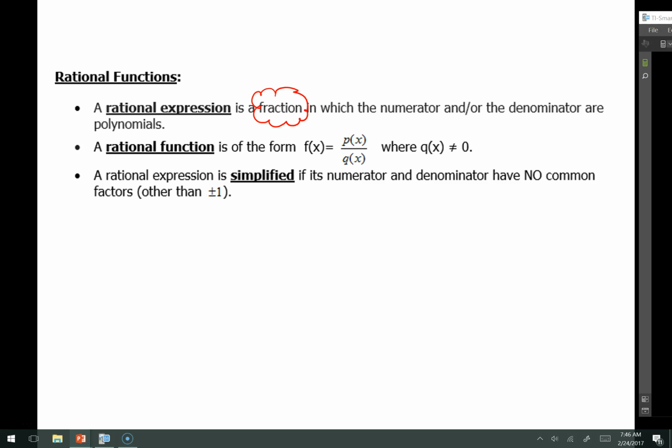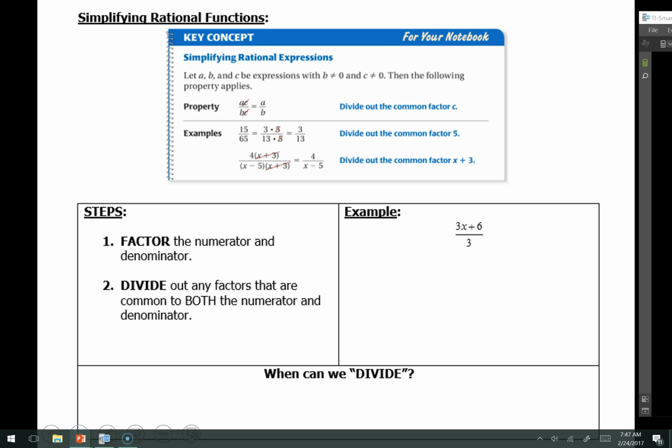And a rational expression is simplified if both the numerator and the denominator have no common factors other than 1. So what we're going to be doing is a lot of factoring and then dividing out the things that cancel or divide out, so that we're left with only the unlike portions or uncommon portions of the numerator and the denominator. So let's get into this.